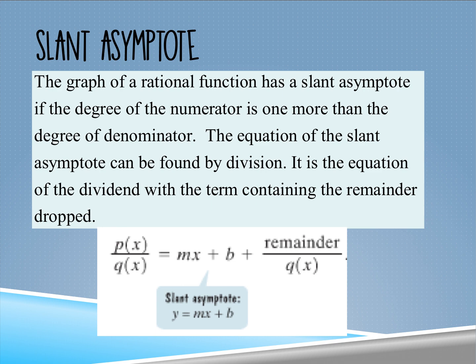So our graph of our rational function has a slant asymptote if the degree of the numerator is 1 more than the degree of the denominator. So it has to be just 1 more than the degree of the denominator. We can find the equation of the slant asymptote by division, our favorite.